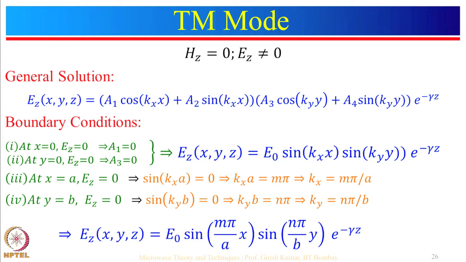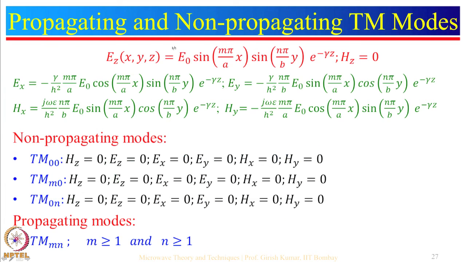Now let us see what are the propagating and non-propagating modes in TM propagation. So as we know Ez and Hz, so we can derive Ex, Ey, Hx and Hy. So these are the field equations for these transverse components. Now if we put m equal to 0 and n equal to 0 in these equations, then the mode will be TM00 mode. So if we put m and n equal to 0, then this will be sin 0 into sin 0. So Ez will be 0, Hz is already 0.